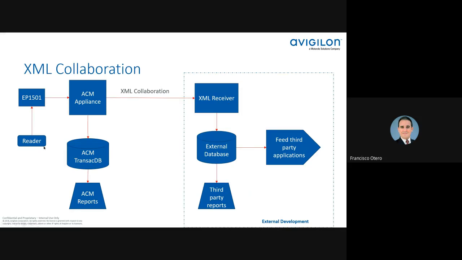In essence, someone is presenting a card, right? In this example, someone is presenting a credential, a token, to a reader. That information goes to the controller. The controller sends that to ACM, which records it in the ACM transactional database, and at the same time, there is an XML collaboration sending the information out to an XML receiver. This is a third-party application, okay? That XML receiver is going to deposit that information in a database, and then you will be able to do other activities with that, right? So I can feed information into different applications. I can generate reports.